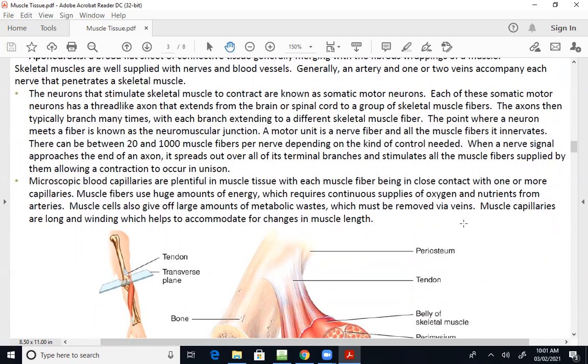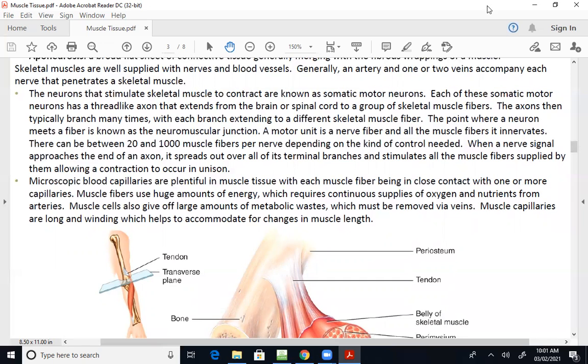Now, our skeletal muscles have to be well supplied with both nerves and blood vessels, because the nerves are going to help innervate and trigger them to contract. The blood vessels provide muscles with the nutrients that they require and help remove the waste that they produce. Generally, an artery and one or two veins accompany each nerve that penetrates a skeletal muscle.